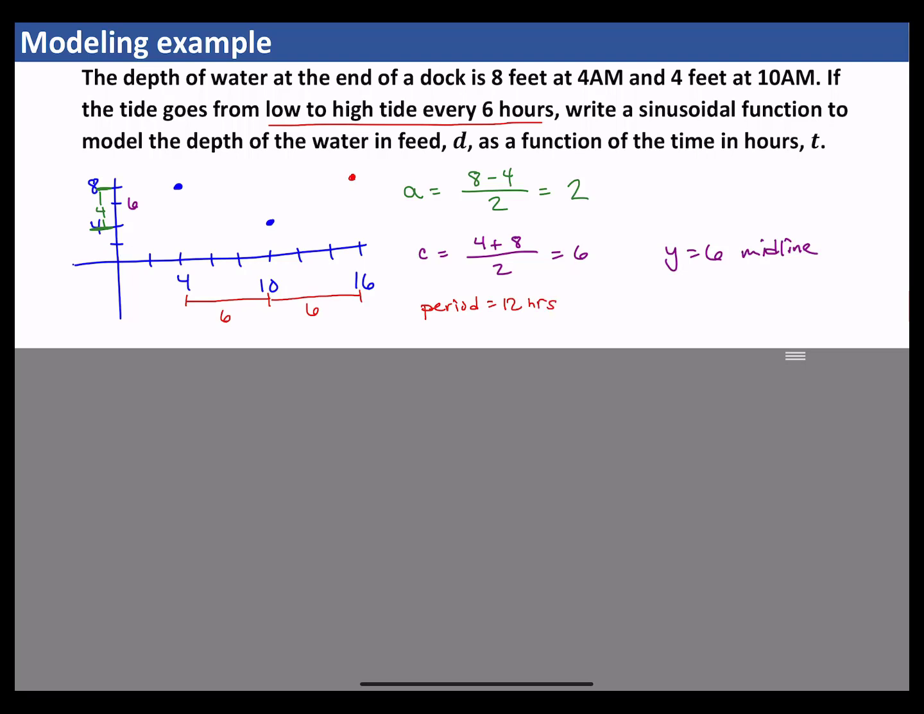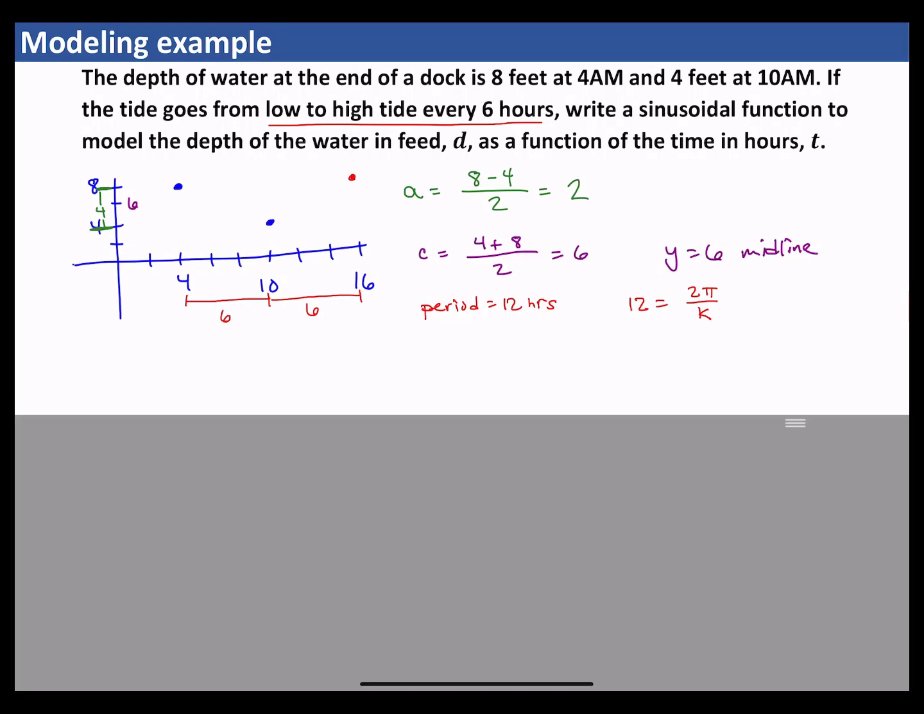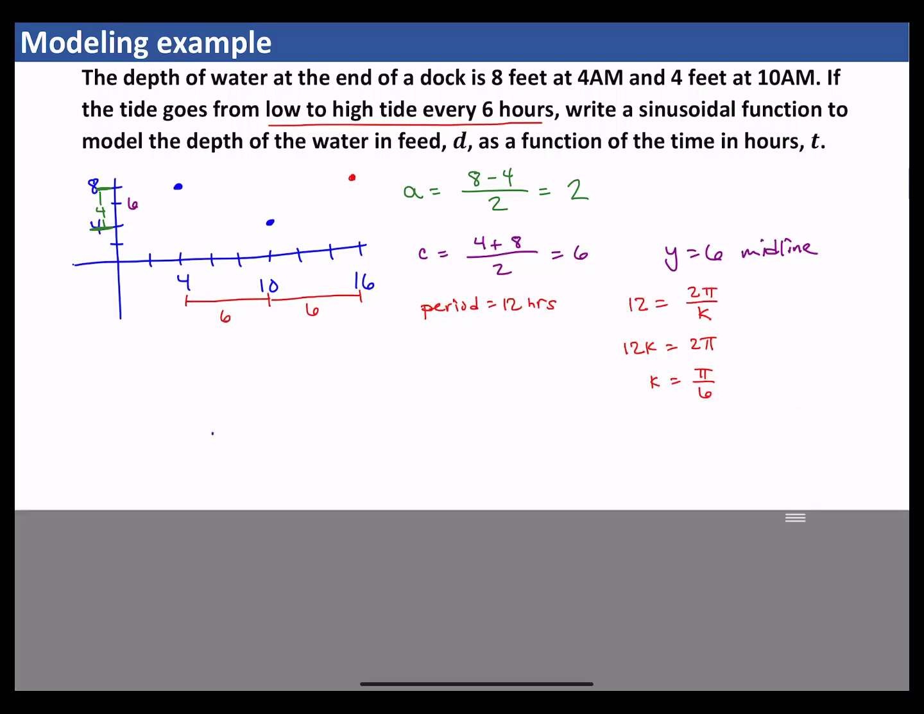hours. And thinking ahead to writing a sinusoidal function, we know that the period, 12 hours, equals 2 pi over k, and we need the k value to write the sinusoidal function. So k is going to equal pi over 6. So we have d of t equals our amplitude 2.